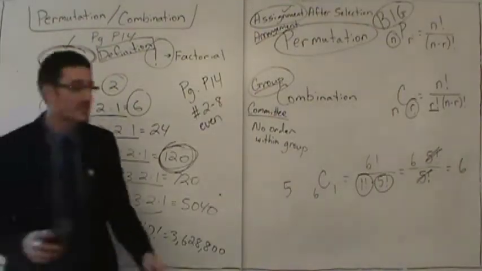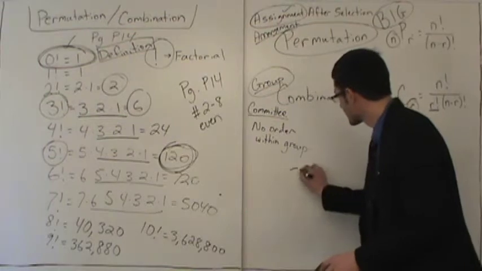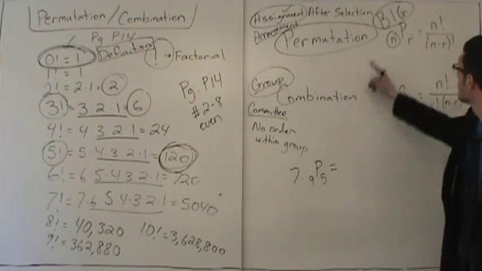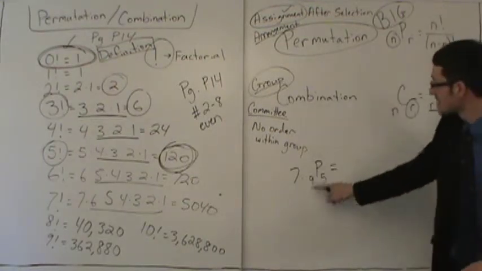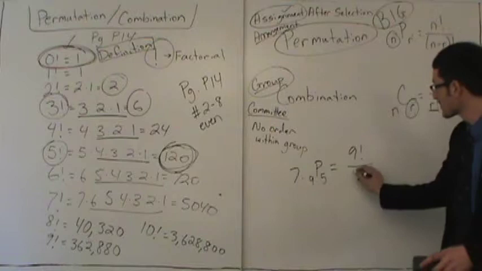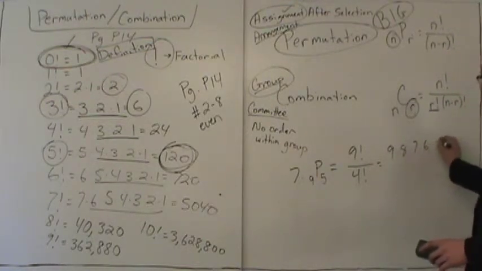Number 7, permutation 9, choose 5. Use our formula. What goes on top? The n. n is 9, so we have 9 factorial on top. On the bottom, we subtract the 2. 9 minus 5 is what? 4 factorial. We end up with 9 times 8 times 7 times 6 times 5 times what?